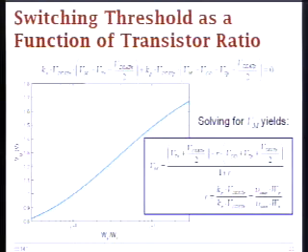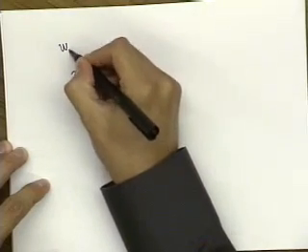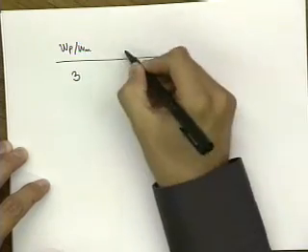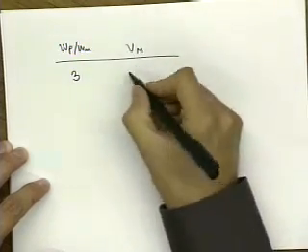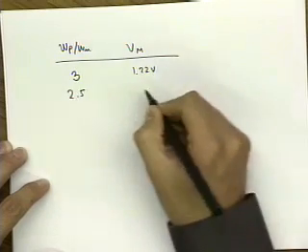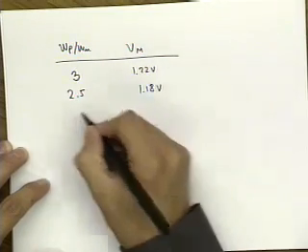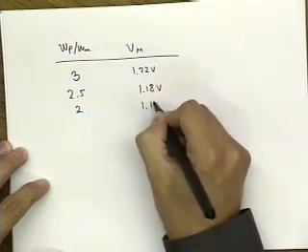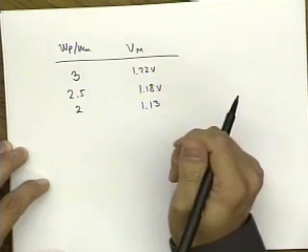And I think you have numbers in the book for that. Let's see if I have it over here. So for Wp over Wn, and this is your Vm, for a ratio of 3 you have 1.22 volts, 2.5 it's 1.18, and 2 it's 1.13. Okay.